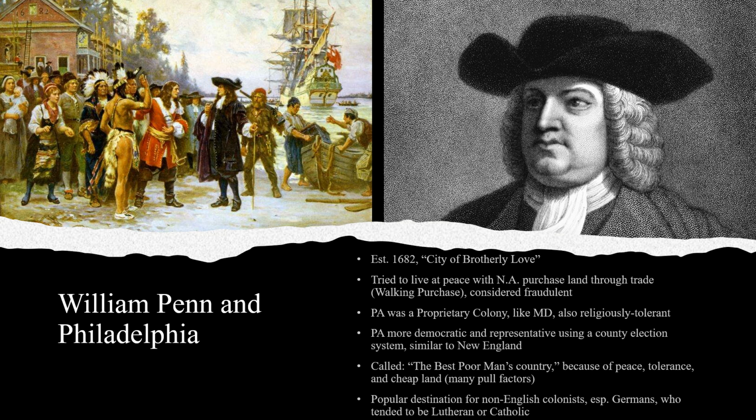Pennsylvania, like Maryland, was a proprietary colony, but its government was more democratic and representative, consisting of elected county commissioners who represented the people who voted for them.